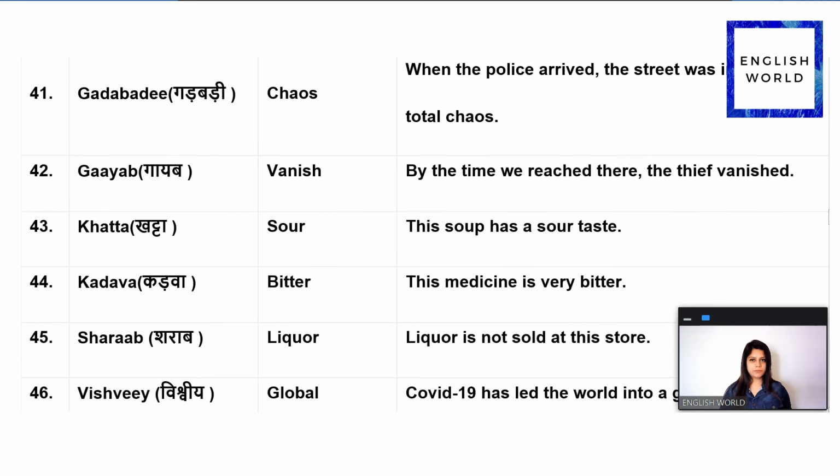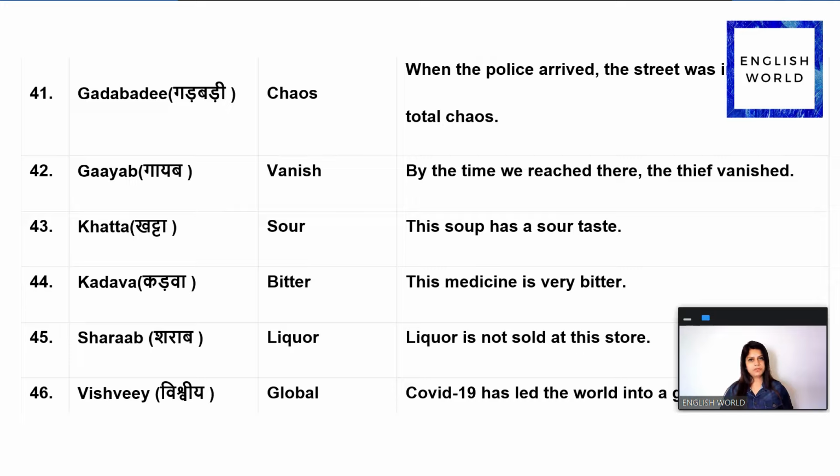The next one is gadbadi, kuch problem ho jana, that is called chaos in English. When the police arrived, the street was in total chaos. That means when the police arrived, सब जगह भगदड़ मची हुई थी, गड़बड़ी हो रखी थी, प्रॉब्लम हो रखी थी. Things were not in order. So things, if they are out of order, it is known as chaos. There was chaos in the street. There was chaos everywhere when the police arrived at the scene of the murder. So chaos simply means mismanagement and things are not in order.